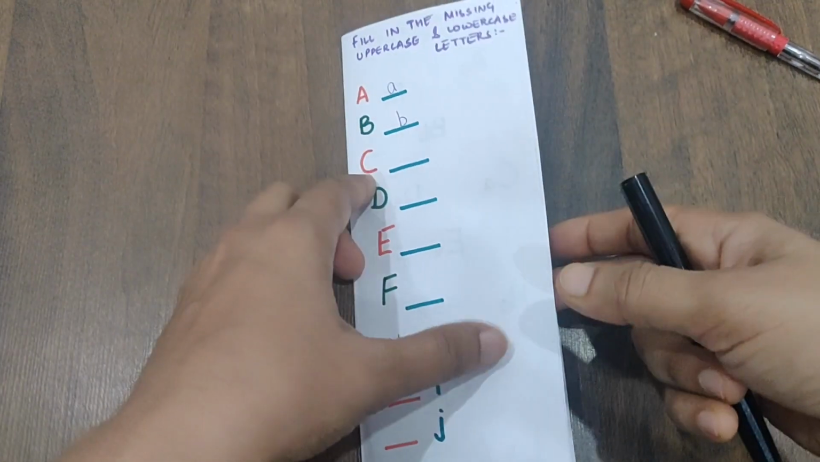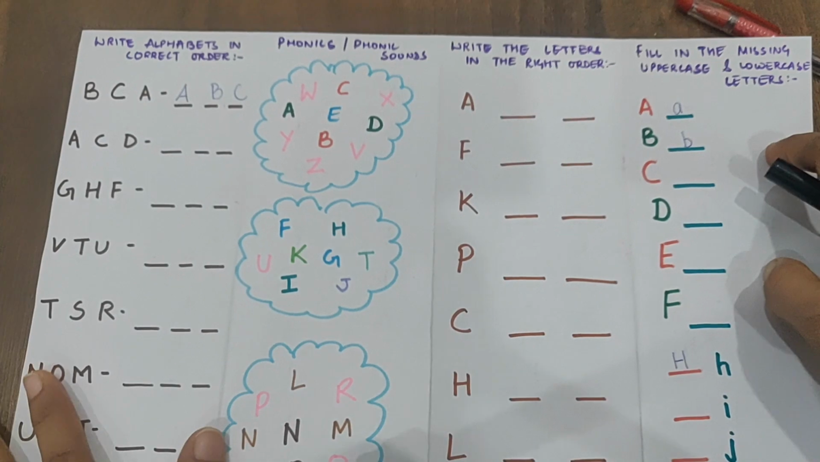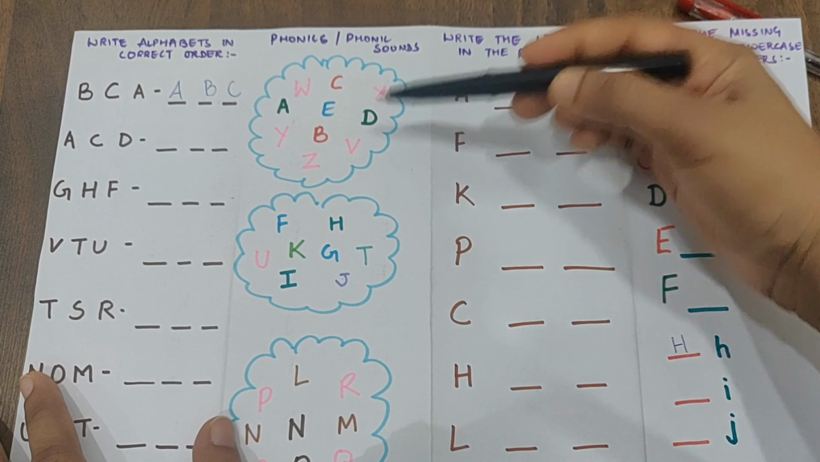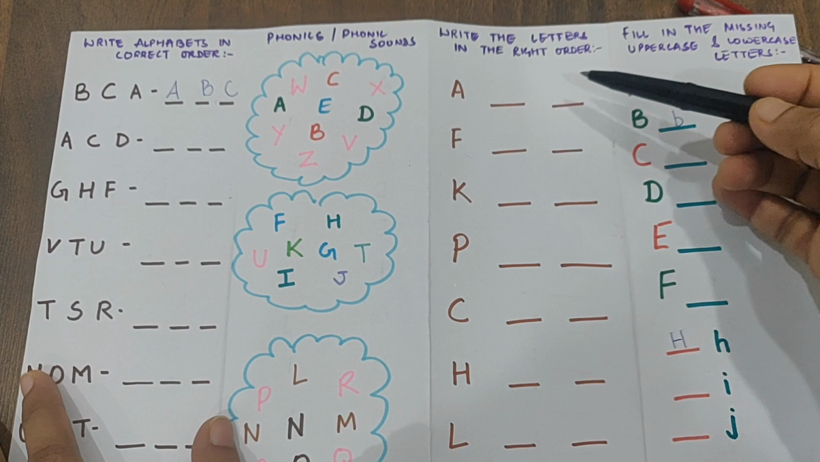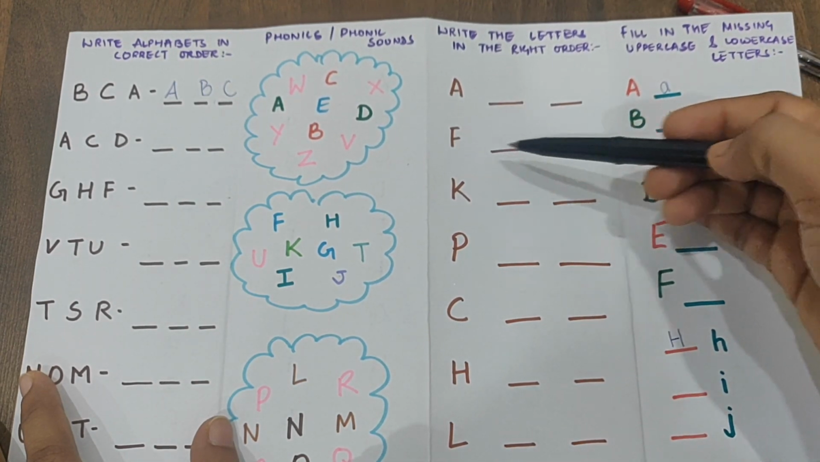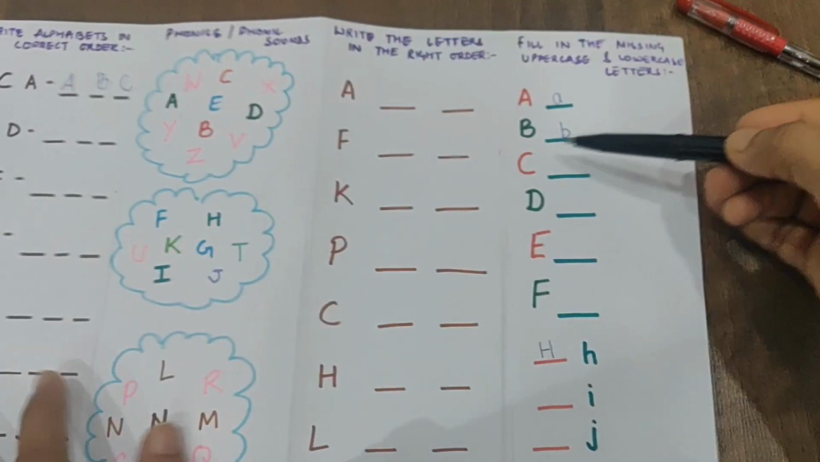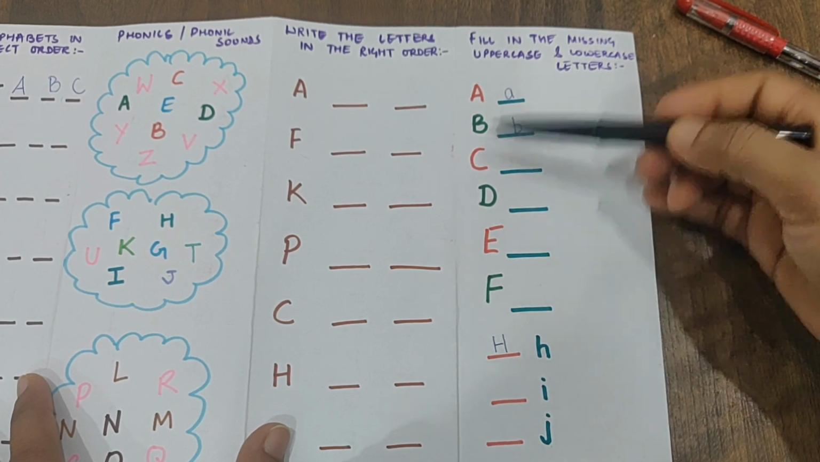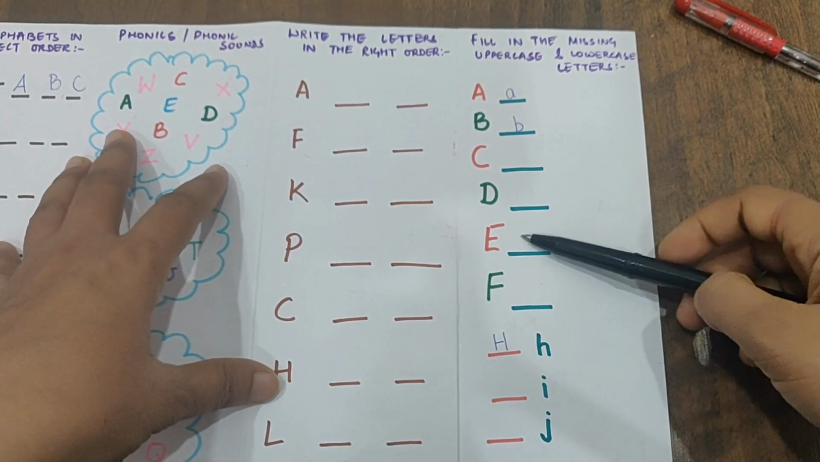Next is, okay, so I had told you this one. So just let me see whether I have finished everything for this part as well. Okay, so write alphabets in correct order, that I have told you. Phonics, that was make clouds and put certain letters inside those clouds. Next is write the letters in the right order, what comes after A, B, C, F, G, H accordingly, and fill in the missing uppercase, lowercase letters. So over here you can see if uppercase is missing then uppercase, if lowercase is missing then lowercase letter has to be written next to the letter given.